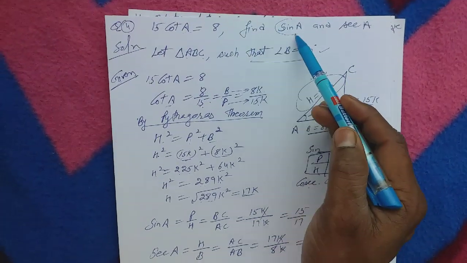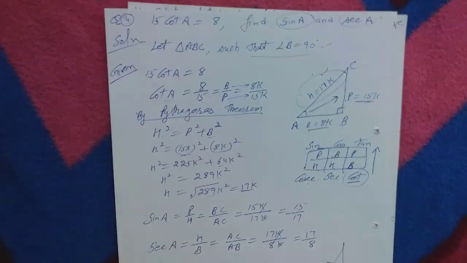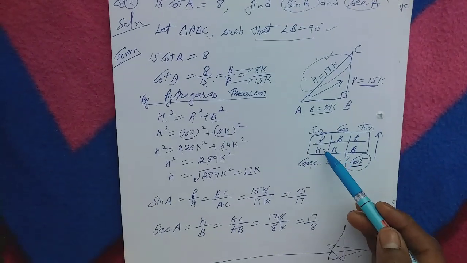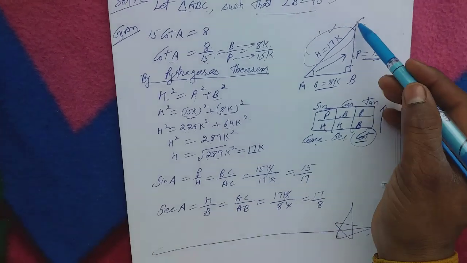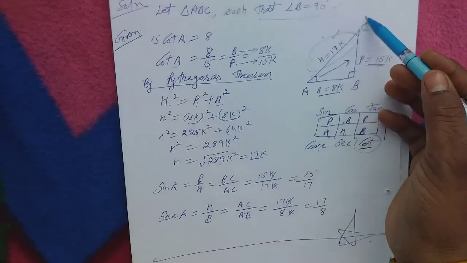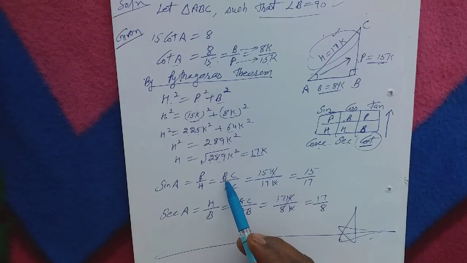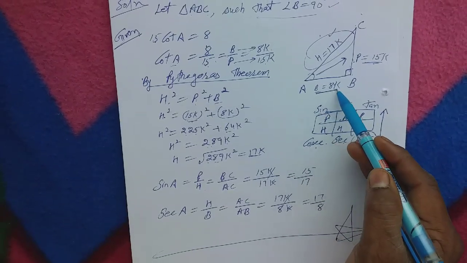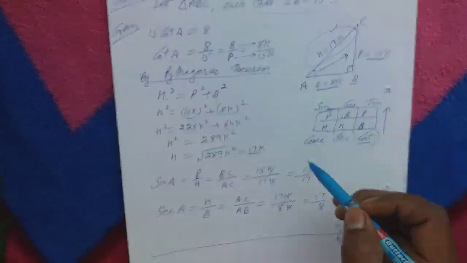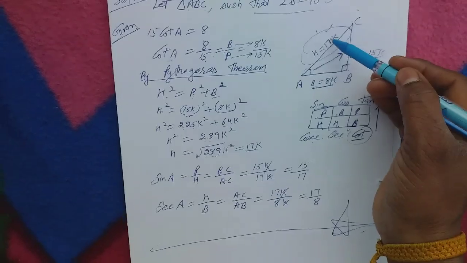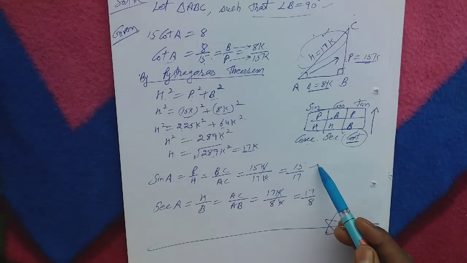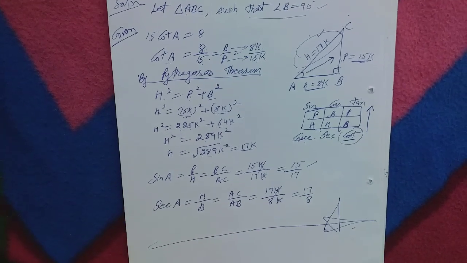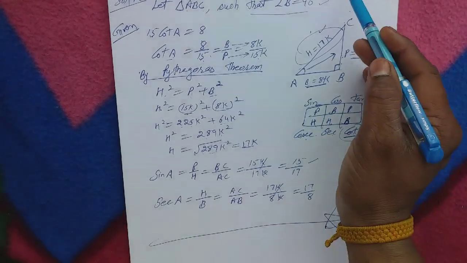So we will find sine and secant. Sine is perpendicular upon h. Perpendicular is here BC and h is AC. The value of BC is root 15k and AC is 17k. So k is cancelled with k, left 15 upon 17. Okay students, got it? Now next is secant A.